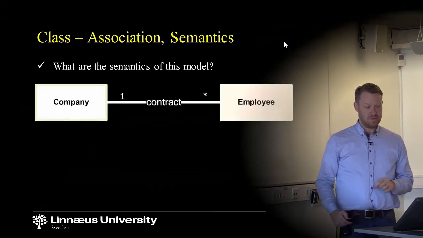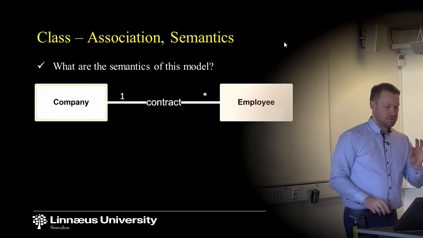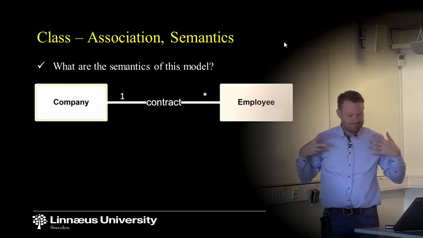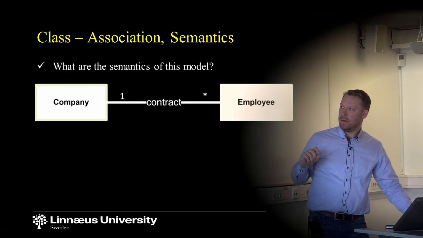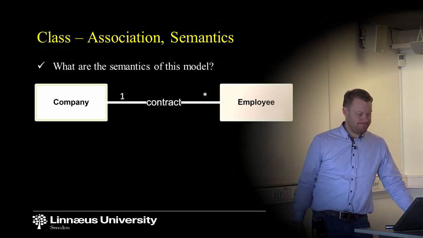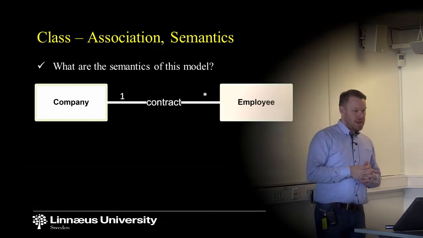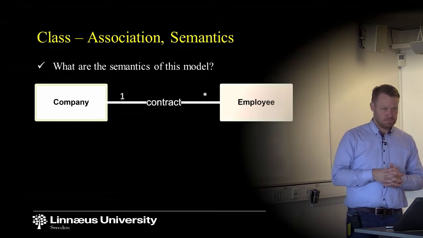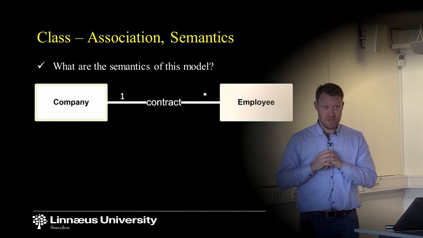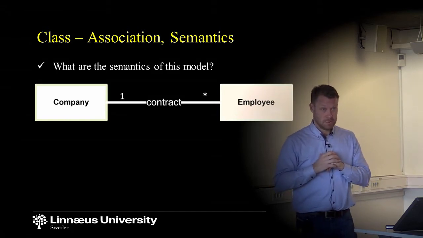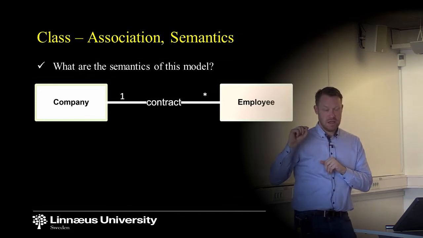And for that, you use the associations. So now I'm going to show you some examples, just for you to see how powerful this association is. So now we have a company and an employee. We have a class representing a company and a class representing an employee. We can create employee objects, one object representing each employee.